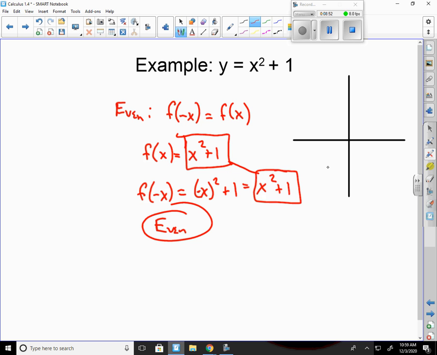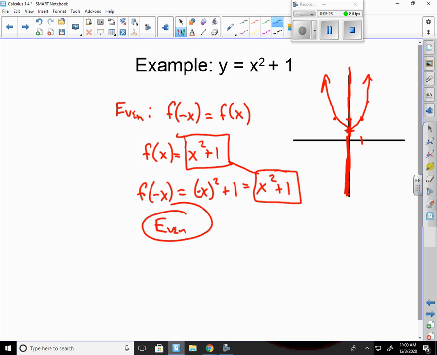If I look at the graph of this, it starts at 1, and from there it goes up 1 and over 1 in both directions. And so this is symmetric about the y-axis, meaning that if my y-axis is my axis of symmetry, if I flip this piece over, it would be exactly the same as this piece.